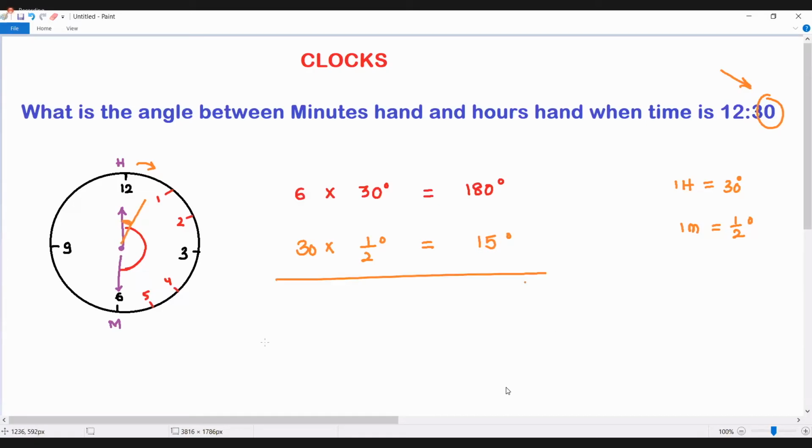So this 15 degrees will come extra. Now observe the angle. If you remove that 15 degrees from the total, what is left is the angle. So 180 minus 15 gives 165. This is one of the angles. We can say the angle between the minute hand and the hour hand is equal to 165 degrees.